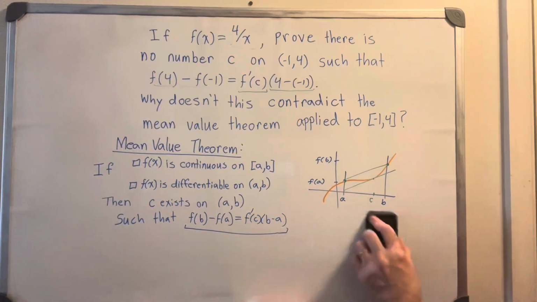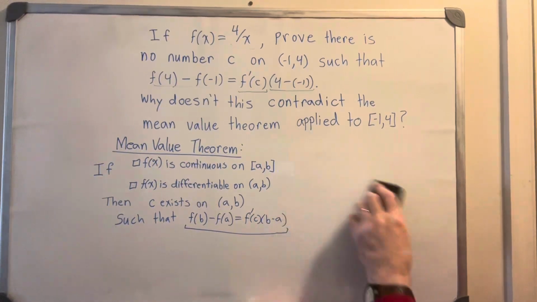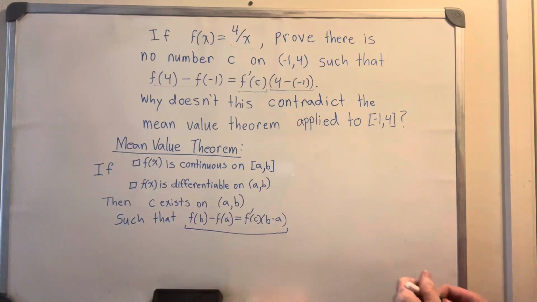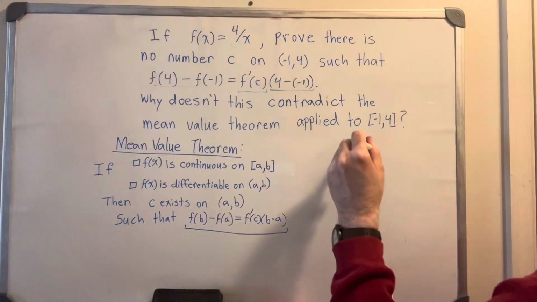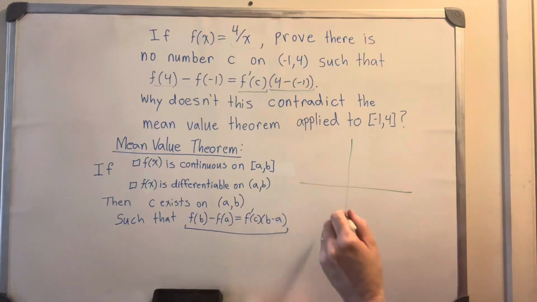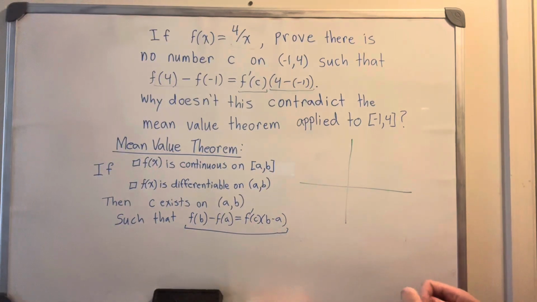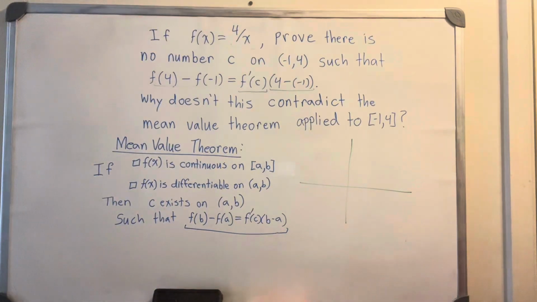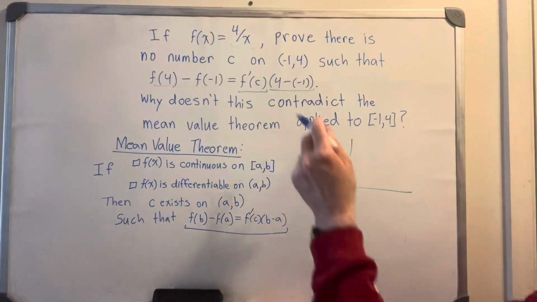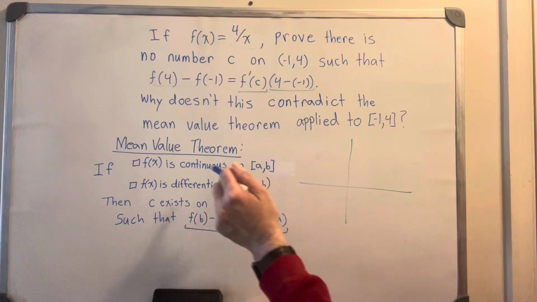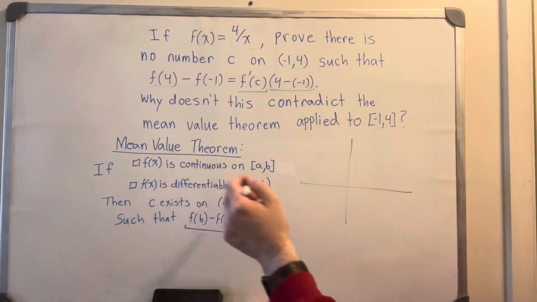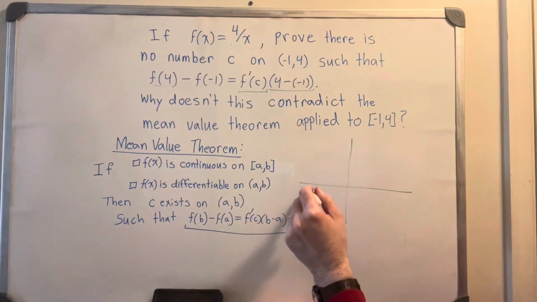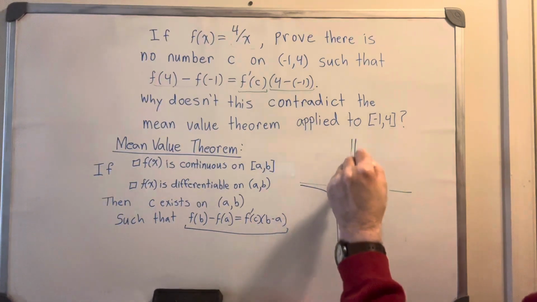So let's look at this function, 4 over x. It's obviously not continuous at 0, because 4 divided by 0 is undefined. But we're talking about the derivative. No, we're talking about the function, I meant to say. Look at this function, 4 over x. It probably looks something like this.